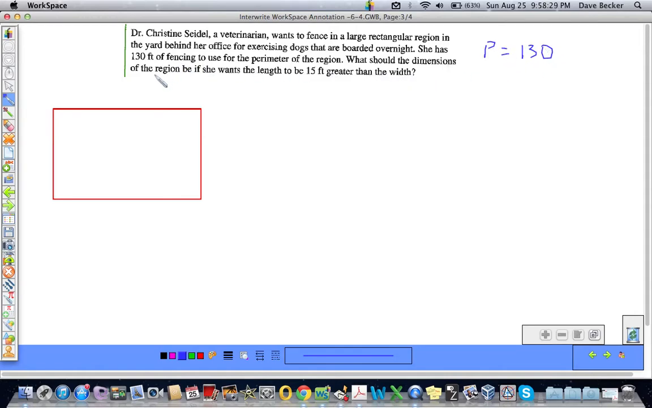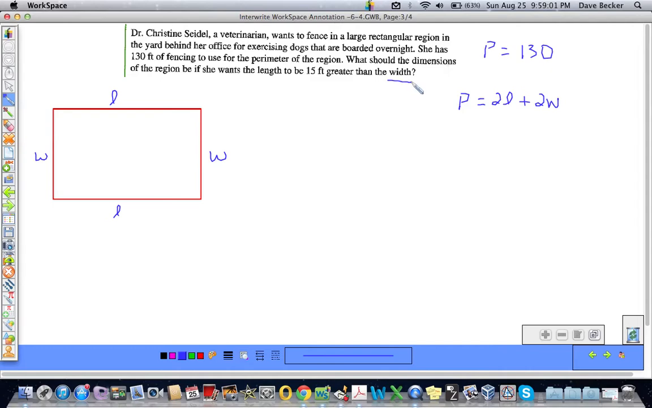What should the dimensions of the region be if she wants the length to be 15 feet greater than the width? So we're going to have a length, we're going to have a width, we're talking about perimeter. Remember, if this is the length, this is also the length and the width, so this is the width. And one formula we can use for perimeter is 2L plus 2W. Okay. So back here, what should the dimensions of the region be if she wants the length to be 15 feet greater than the width?